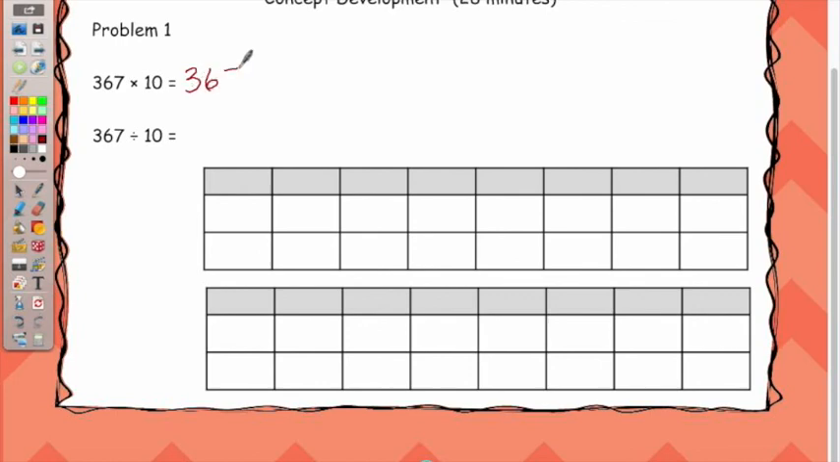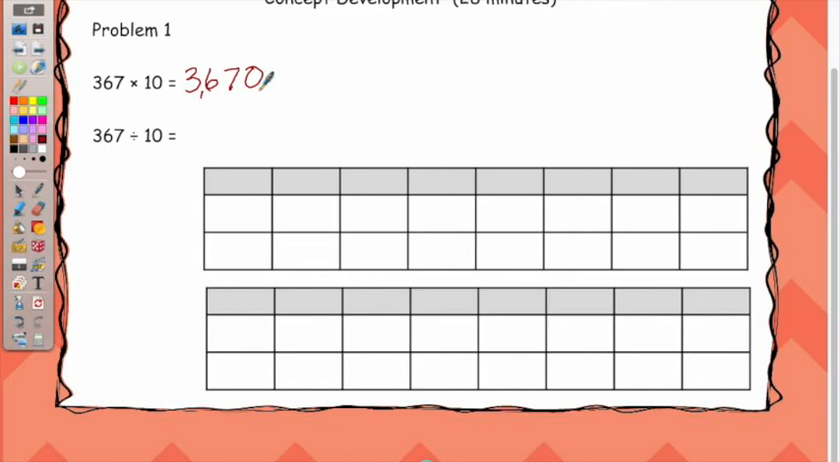3, 6, 7, 0. Well, that was easy. Now place your comma. 1, 2, 3, comma. What's your answer? 3,670. Watch this trick. Every time I get to the comma, I'm going to say a place value. This time it's 3,670. Okay? So that we're done with that one. That was nice, wasn't it? Okay, let's do the next one.